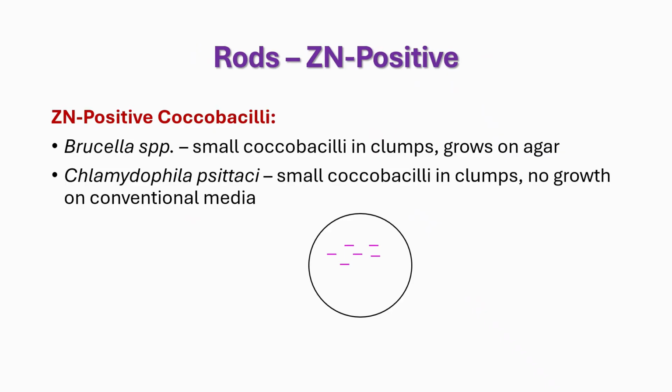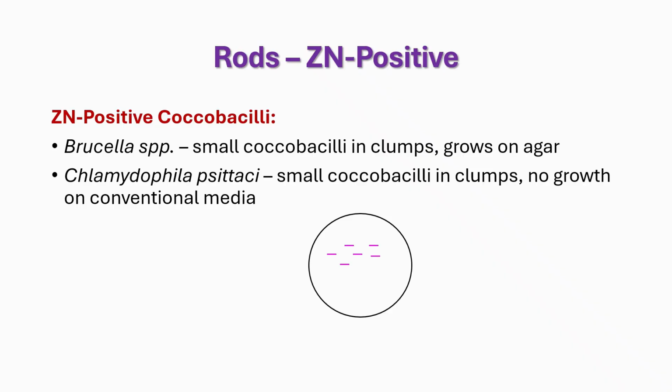Gram-negative rods are further classified based on the Ziehl-Neelsen staining into Ziehl-Neelsen positive and Ziehl-Neelsen negative. First, we look into the Ziehl-Neelsen positive Coccobacilli. First is Brucella. It forms small clumps and grows on agar media, while Chlamydophila psittaci also forms clumps but cannot grow on standard laboratory media.